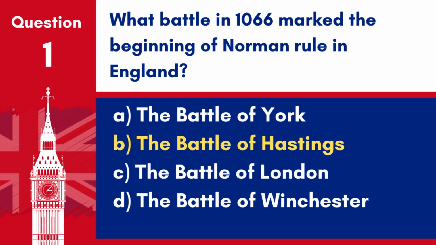Answer. B. The Battle of Hastings. The Battle of Hastings in 1066 marked the beginning of Norman rule in England, when William the Conqueror defeated the English army and King Harold II was killed.